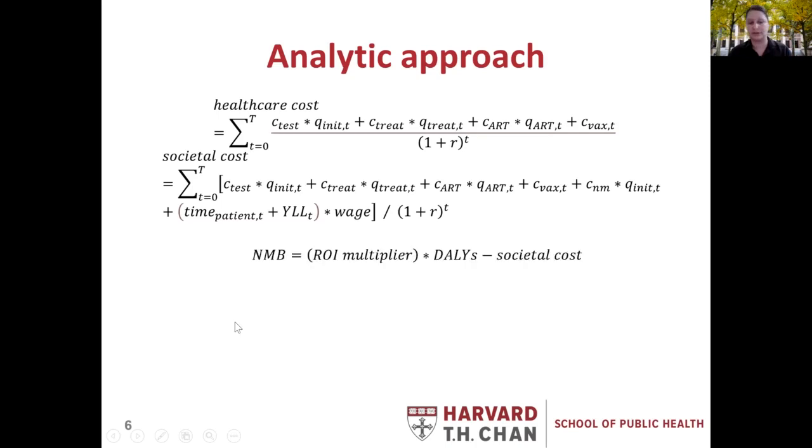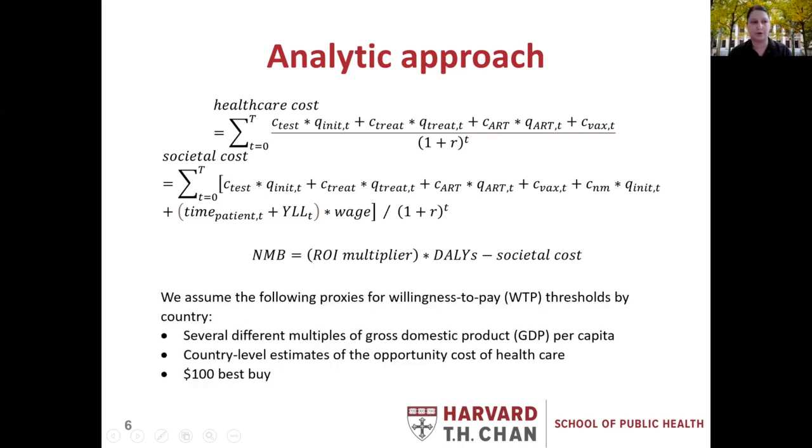Then as I mentioned, we also conduct a return on investment analysis in the form of a net monetary benefit. And here we assume multiple proxies for willingness to pay or cost effectiveness thresholds. But for the purposes of this presentation, I'm going to focus on a 1 times GDP per capita threshold in the subsequent results slides.